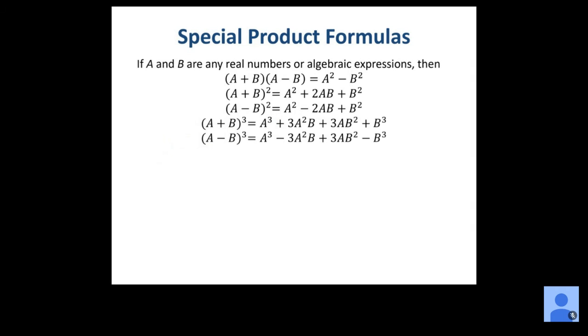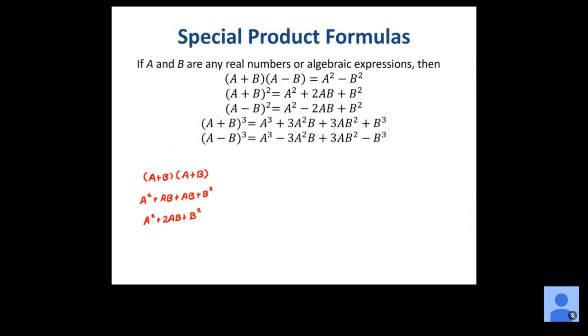Now with a plus b quantity squared, remember when you square something, you're actually multiplying that value by itself. So really what a plus b squared means is a plus b times a plus b. And if we use FOIL here, that's going to give us a squared plus our outer terms give us ab, inner terms give us another ab, and the last term should give us b squared. And when we combine like terms, we have a squared plus 2ab plus b squared. So that's how they get that result, a squared plus 2ab plus b squared.